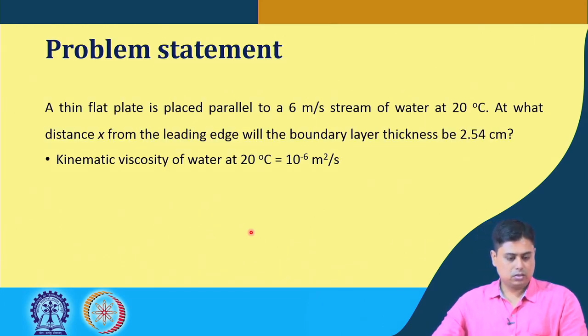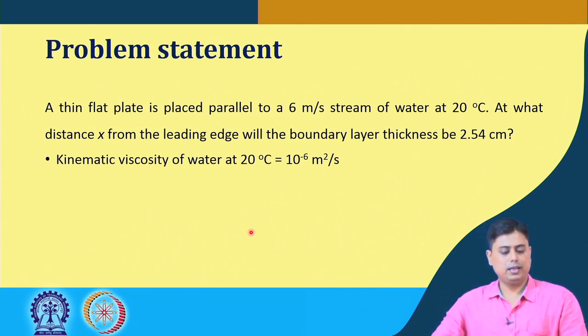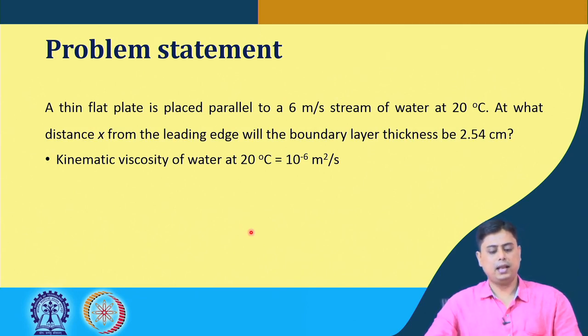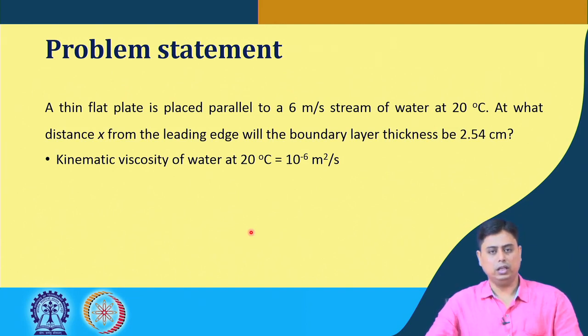Now, let us quickly have a look at a different problem. The problem says that a thin flat plate is placed parallel to a 6 meter per second stream of water at 20 degrees centigrade. At what distance x from the leading edge will the boundary layer thickness be 2.54 centimeters, or 1 inch? So, this is the problem statement.